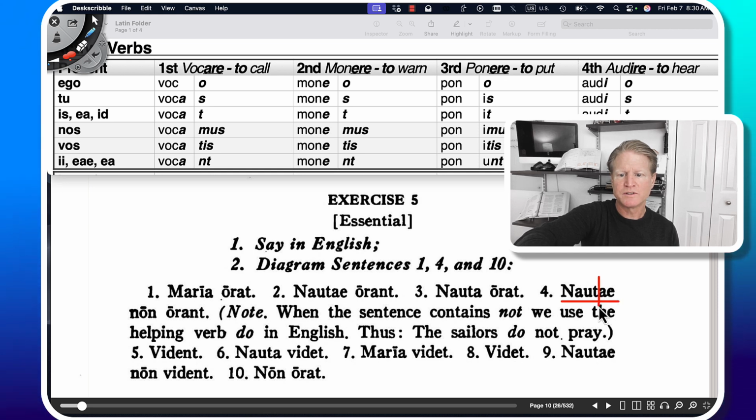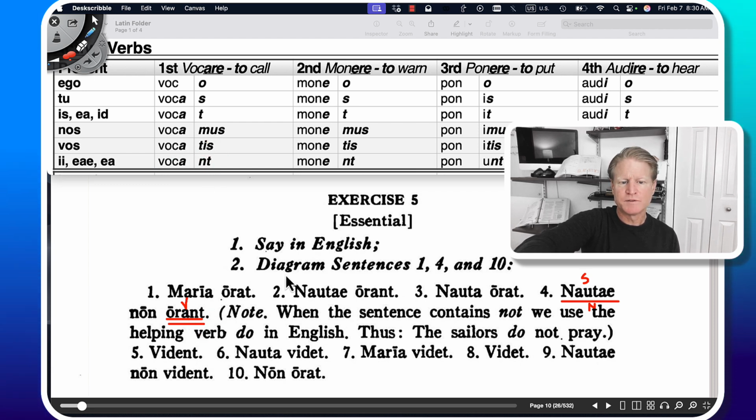Okay. Our next sentence, number 4, is nautae. It's plural. You can see the plural ending there. We have nauta, which is one sailor. Nautae, more than one sailor. So it's plural. So the sailors, subject of the sentence, nominative case. We underline the subject one time. They pray. Orant. Notice the verb ending is plural. We have orant here, just like we have vocant up here. They call. Orant, they pray.